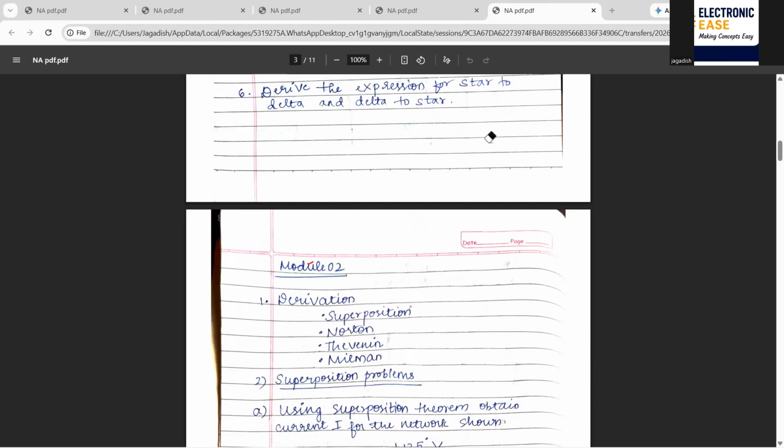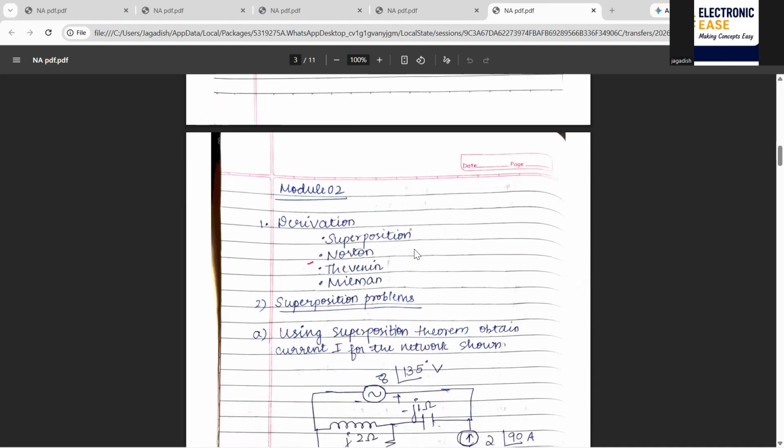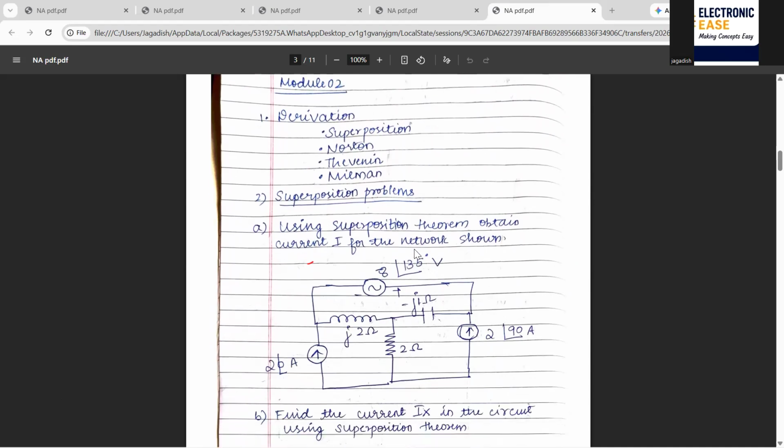In module 2, there are theorems. Mainly practice the superposition theorem, Norton theorem, and Thevenin. Superposition is like 50 percent, Thevenin is like 50 percent, and Norton is like 30 percent likely to come in the examination. Millman is very rarely asked. So practice superposition, Norton, and Thevenin. Superposition and Thevenin are very important. Norton is very rarely asked, but you should practice that.